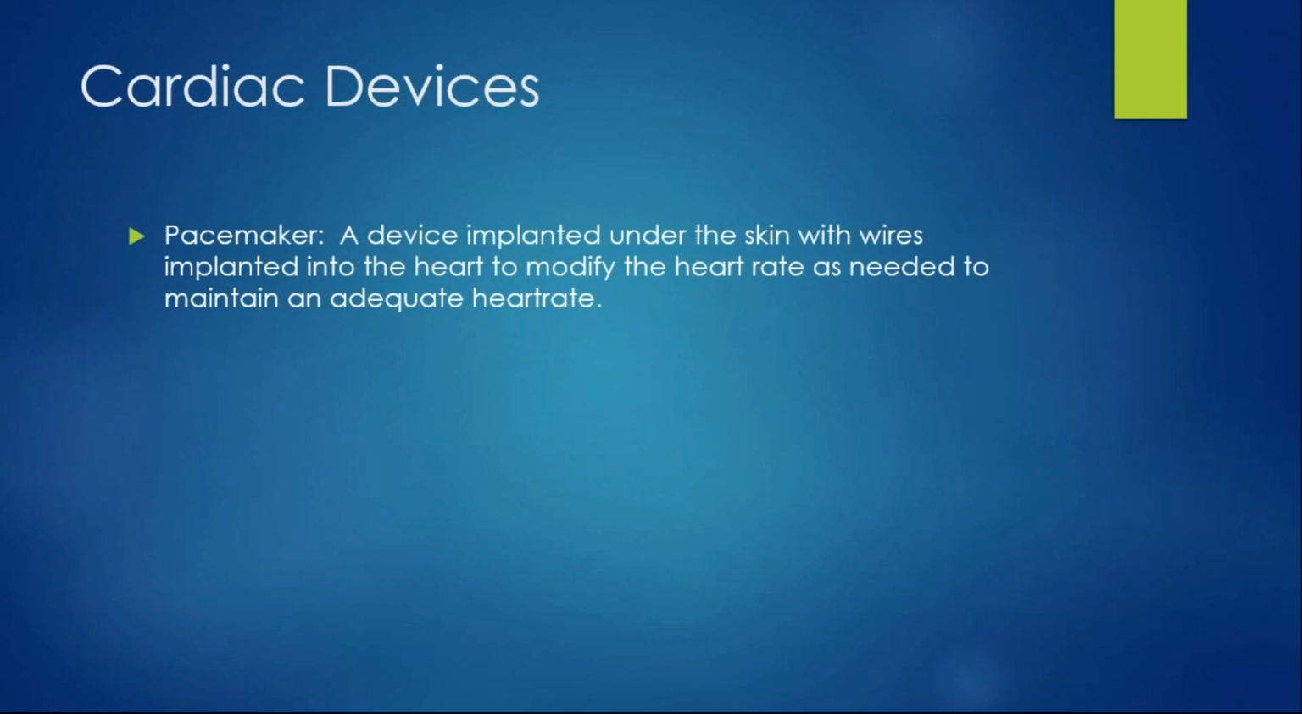So some specific special equipment that we may see with patients on cardiac devices. First is a pacemaker. This is going to be implanted under the skin. It's got wires implanted in the heart to modify the heart rate as needed in order to maintain an adequate perfusion at that point. Now there's two different types of pacemakers. There's demand pacemakers or constant pacemakers. Constant pacemakers automatically and always trigger a specific heart rate for that patient.